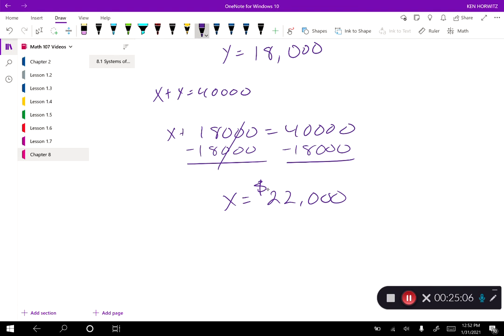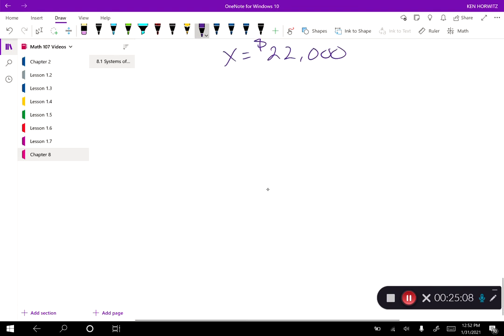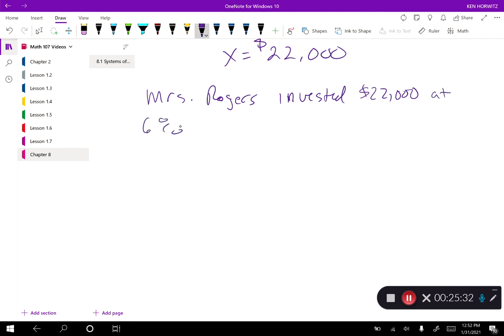I got $22,000. And for my taste, I like to give that last sentence: Mrs. Rogers invested $22,000 at 6% and $18,000 at 10%. And again, this just connects it back to the context of the problem.